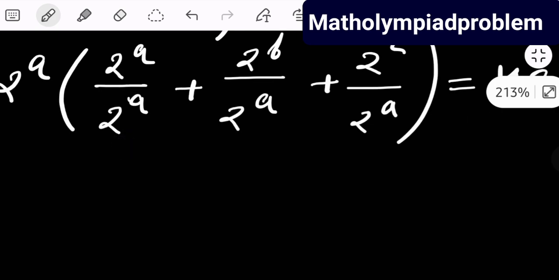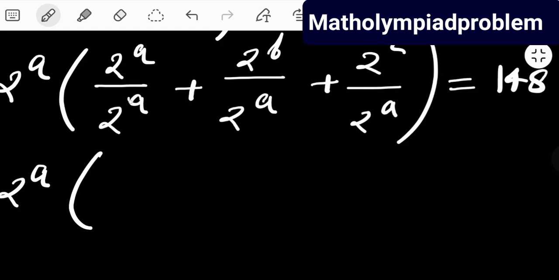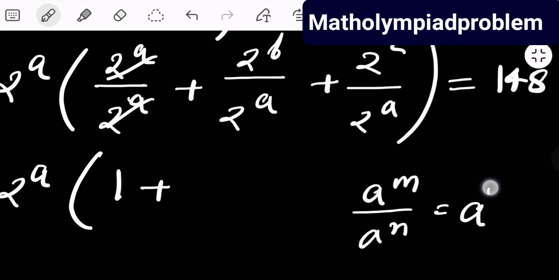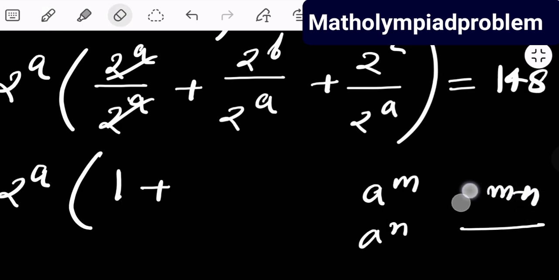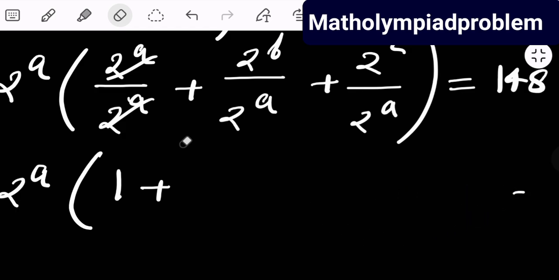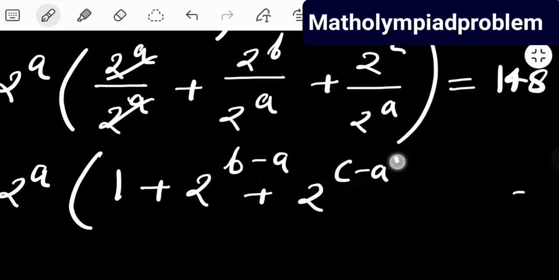Now, 2 raised to a upon 2 raised to a, both are the same, they will cancel and the result will be 1. For this we know the power and exponent identity: if a raised to m upon a raised to n is given, the result is a raised to m minus n. By using this identity, we get 2 raised to b minus a, and 2 raised to c minus a, is equal to 148.